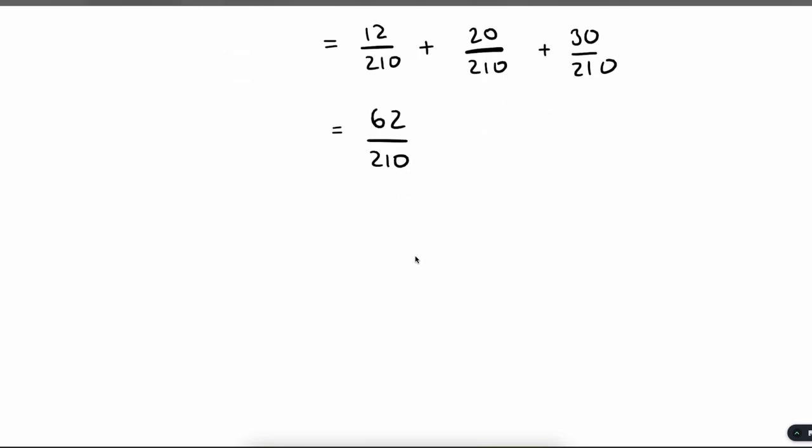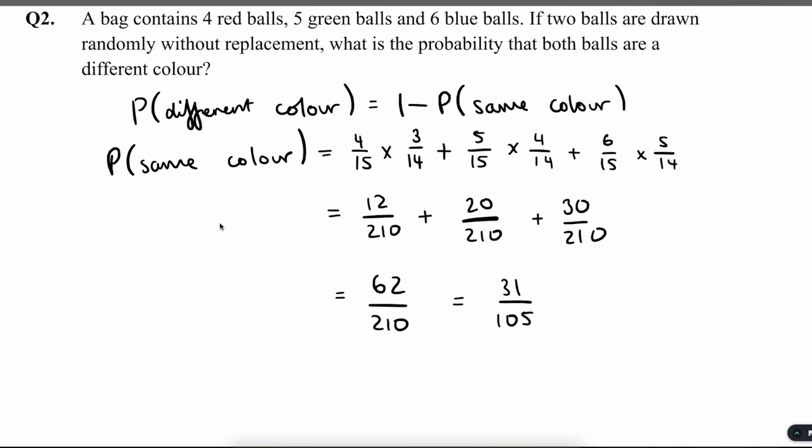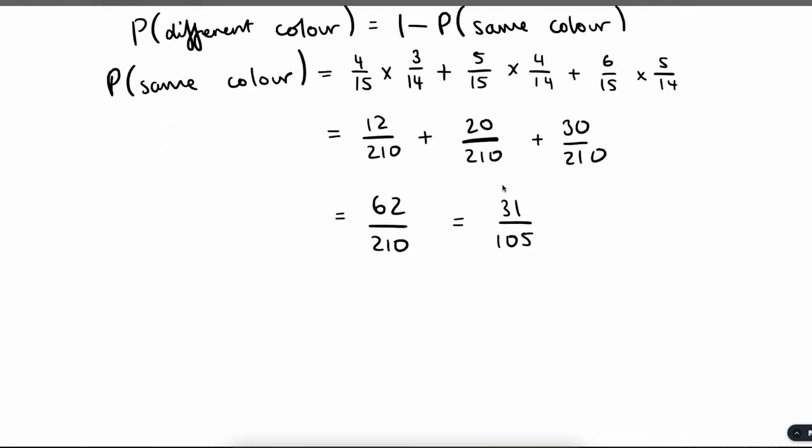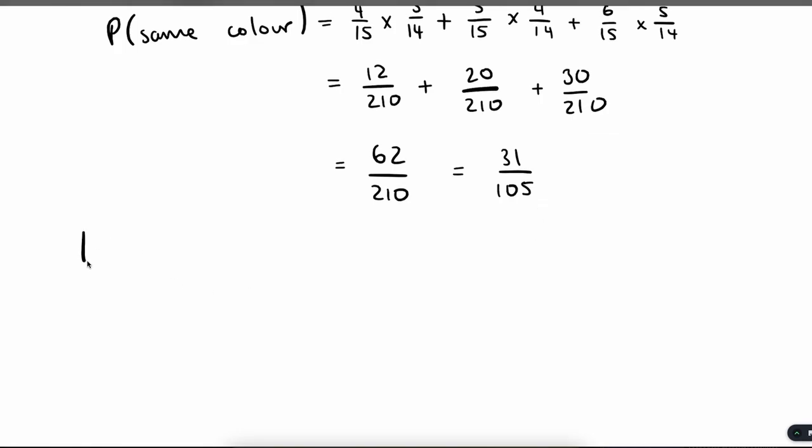That will get you all the marks because it's a non-calculator paper. We don't have to simplify that, but just in case you wanted to, that's 31 over 105. So once we've found the probability that they are the same colour is 31 over 105, the probability they are a different colour, which is what they asked for, is equal to 1 minus 31 over 105, which is going to be 74 over 105, and that is your answer.